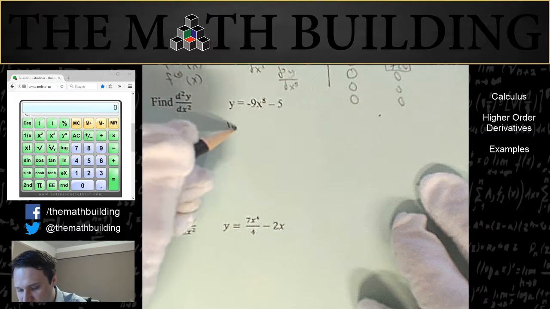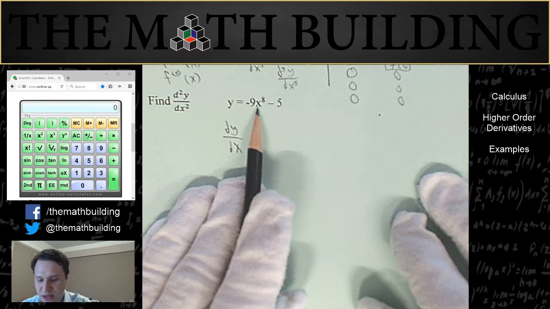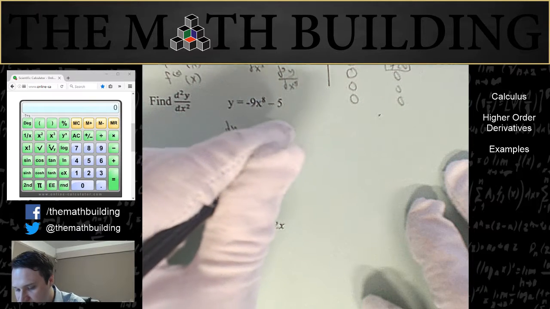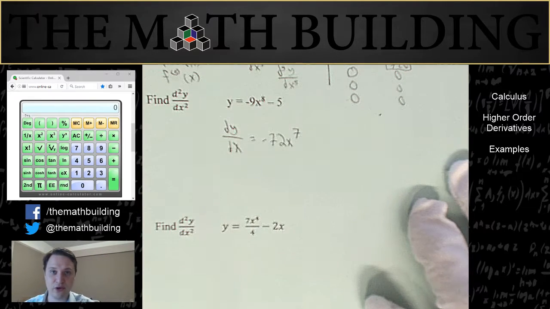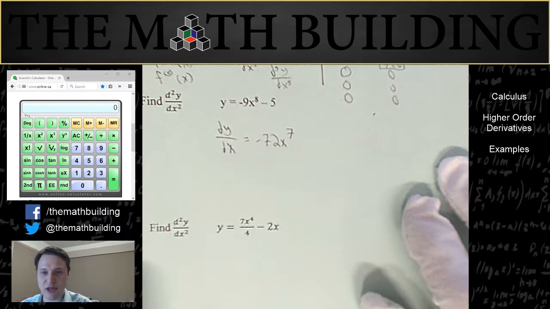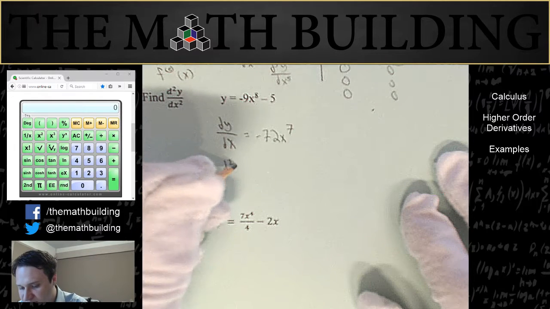So let's first find dy dx. The derivative of this, you use the power rule, so that'll be negative 72x to the 7. If that was confusing for you, you should review the power rule video. And the derivative of negative 5 is just nothing. It just goes away. So now we're going to find the second derivative.